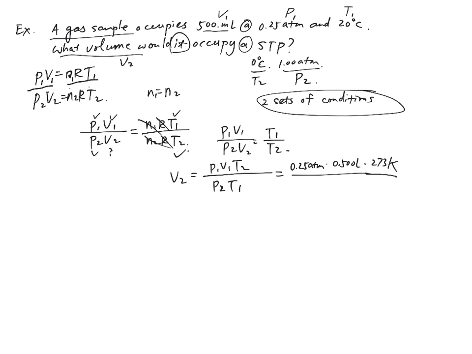P2, 1.00 atmosphere. And where's my T2? T1. T1 is 20 degrees Celsius, so 273 plus 20 Kelvin. Kelvin cancel, atmosphere cancel. You're going to have unit as liters, okay? And anything else? No. Okay, punch numbers in my calculator. I get 0.120 liter.